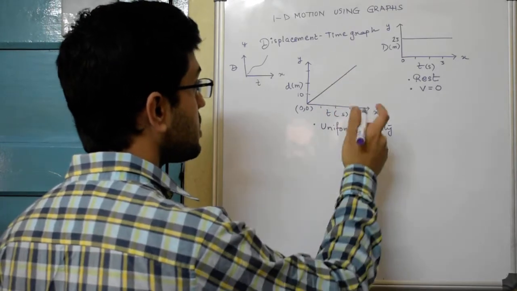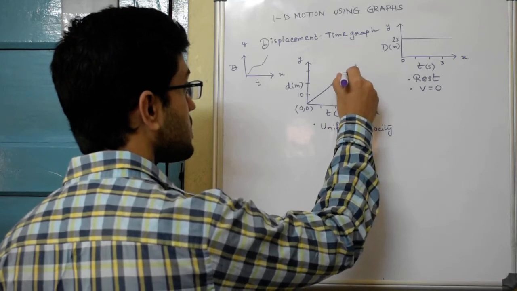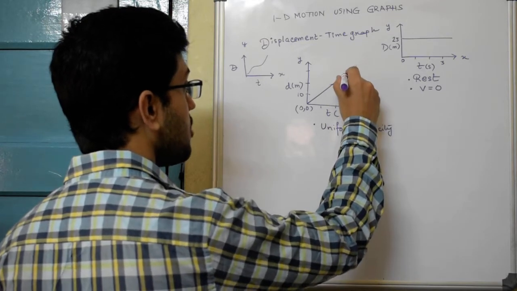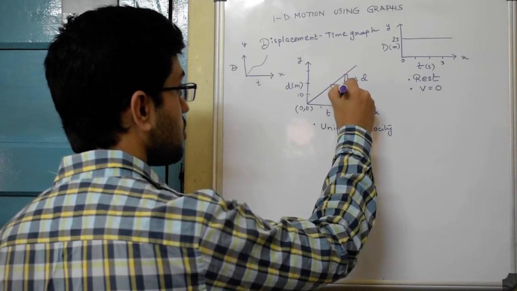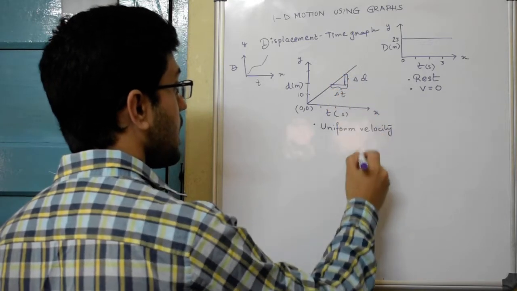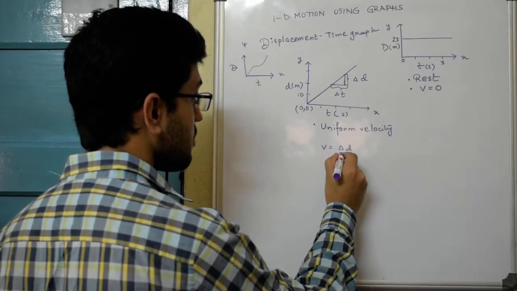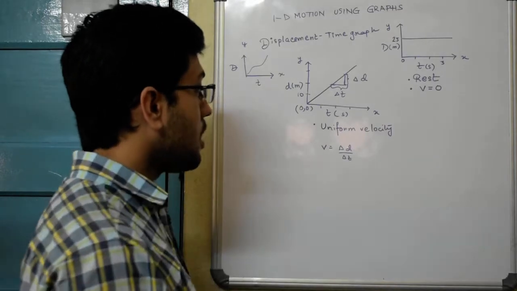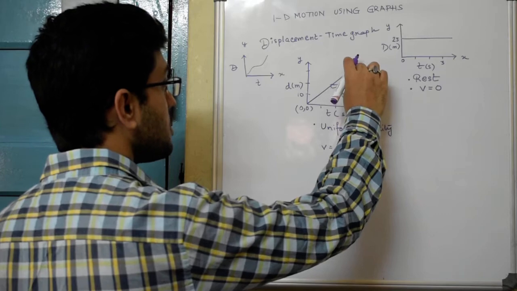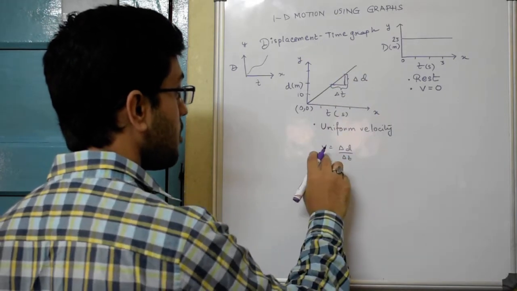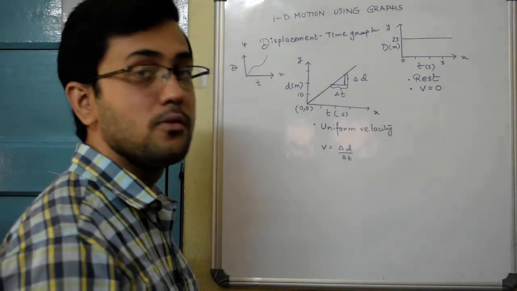For that, you need to consider any region. Say I consider these 2 points. Between these 2 points I consider this small triangle, where this portion is my change in displacement and this portion is my change in time. And what is velocity? Velocity is basically change in displacement with change in time. It is how much a body has displaced in a certain time. By knowing these values from the graph, we can find out the velocity of the body. This is the case of uniform velocity.